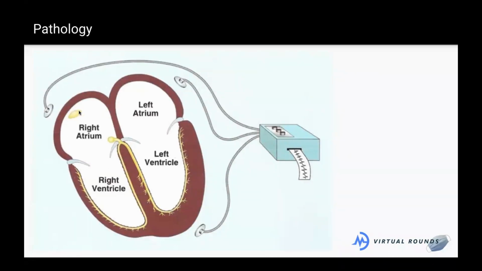So the signal starts up here at this node, the SA node, or sinoatrial node, because these are the atria. The signal will start here. It will come down on either side of these atria. It will stop here at the AV node, or the atrioventricular node in between. And then it will come down to here, to each of these two chambers.